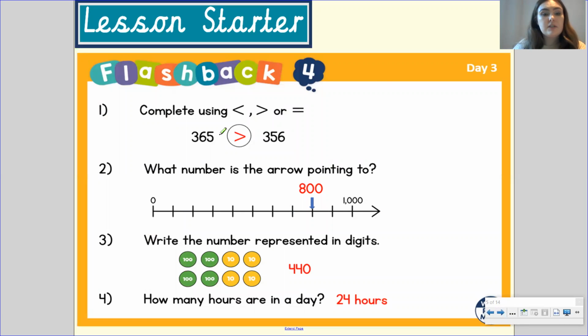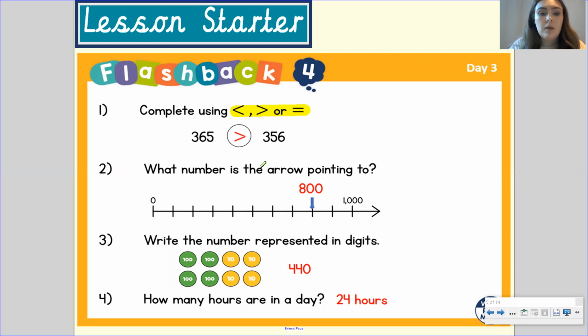Okay, so the first question says you needed to complete the statement below using less than, more than, or equal to. So you've got 365, you had a blank, and then 356. And you should have put in more than. So 365 is more than 356. Give yourself a tick if you got that correct.